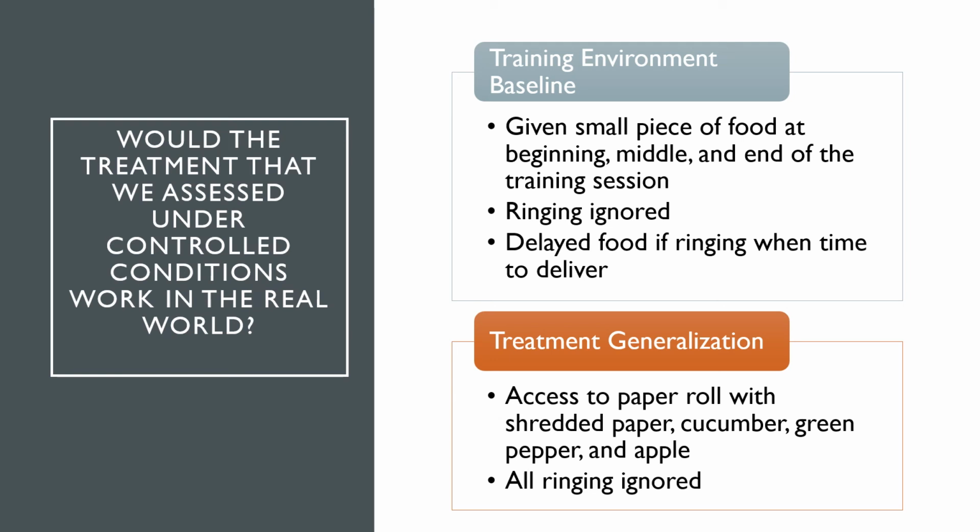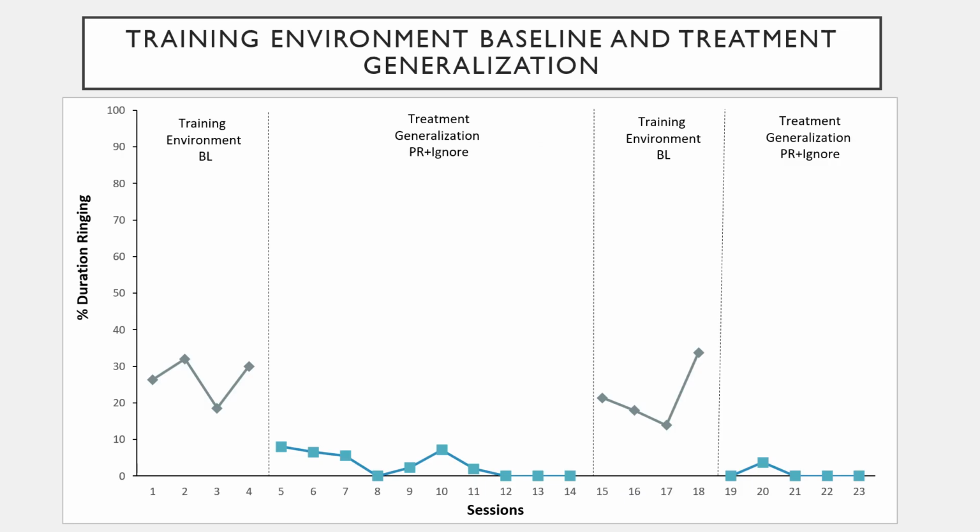In the treatment condition, I gave him a paper roll at the beginning of the training session and ignored all triangle ringing. Here are the results of our training environment baseline and treatment assessment. Sessions are on the x-axis, percent duration of ringing are on the y-axis, and our scale goes from 0 to 100%. During the initial baseline, Kensington rang his triangle between 20 and 35% of the duration of the training session. We then dropped in treatment, and it dropped down to less than 10% of the session.